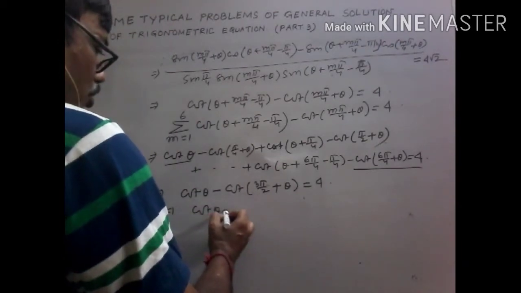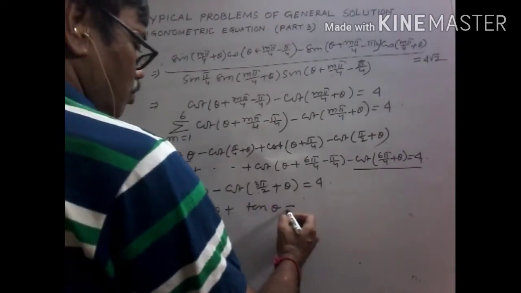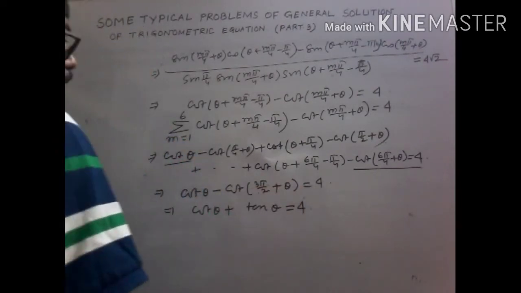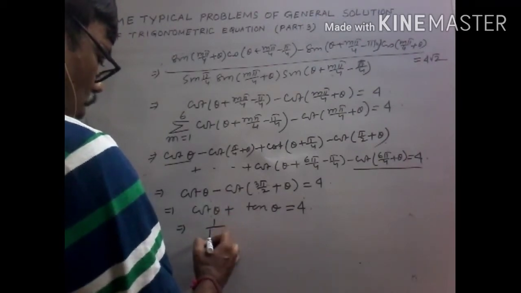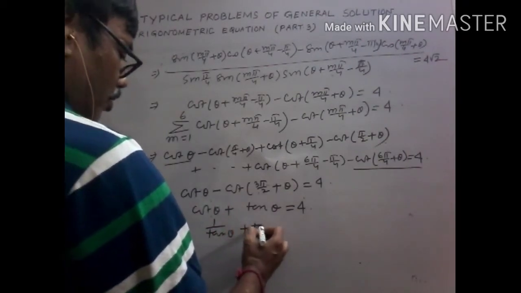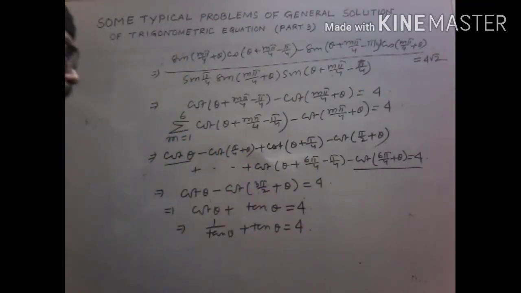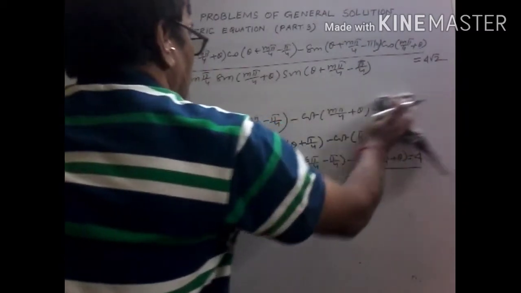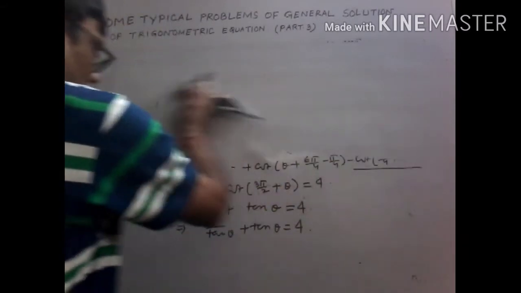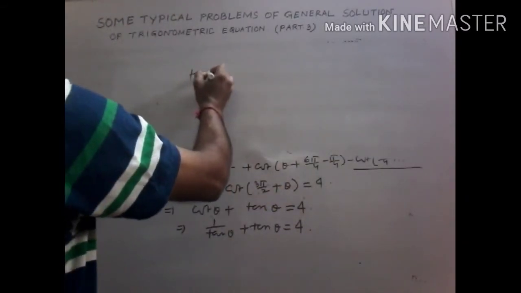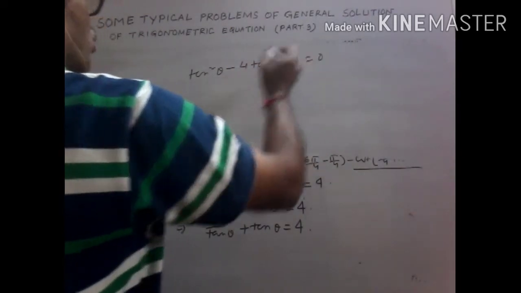So cot θ, and for an odd multiple of π/2 cot becomes tan θ, and it is in the 4th quadrant, so minus. We are getting 1/tan θ + tan θ equals 4. Now this is very simple. Simplifying we get tan²θ − 4 tan θ + 1 equals 0.